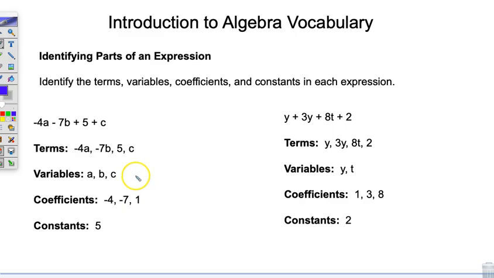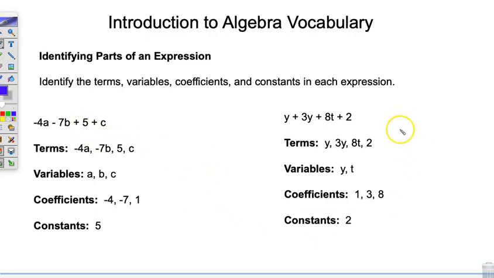The variables are going to be the letters a, b, and c. Coefficients appear right in front of the letters. So negative 4 is definitely a coefficient. Negative 7, notice we use the negative sign here in front of the 7, and 1 in front of c. There is only one constant in this example, which is the 5. Notice it's a number all by itself.